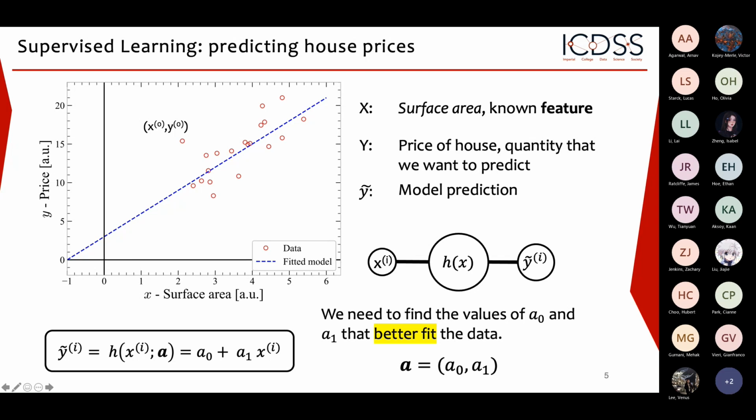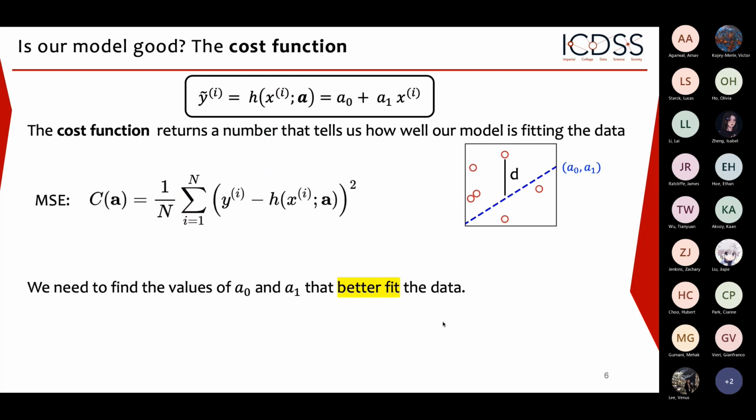So again, we see this word, right? We need to find the values of a0 and a1 that best fit the data, right? How do we do that? How do we know if our choice of a0 and a1 is good? We need to find something that is telling the computer, okay, this is a good choice of a0 and a1. This is a bad choice. And this is what the cost function is. Okay, the cost function is a value that tells us if the parameters a0 and a1 are good or bad. So let's see what the cost function is.